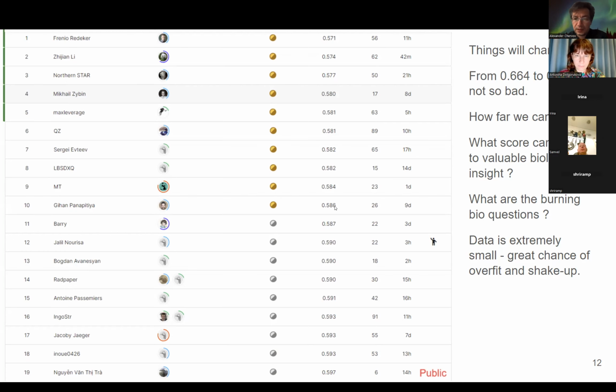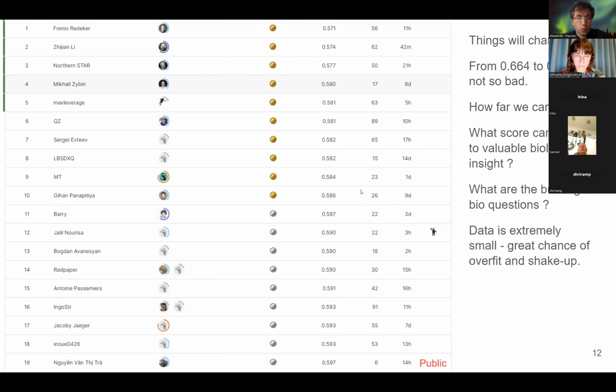What I also don't understand is, for example, what scores will be valuable for biological insights. If we get a score of, I don't know, 0.5 or 0.4, what kind of biological insight will we have? I think it would be nice to clarify that from the organizers or other people in the field. And what are the burning questions in biology we can answer with this data? For me, it's quite interesting. I also don't know.